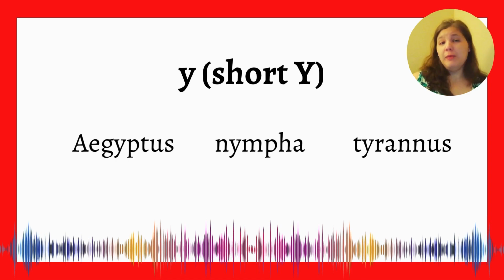Short Y is pronounced pretty much exactly the same as long Y, but it's just a little shorter. So we have Aegyptus, Nympha, and Tyrannus. And those are our classical Latin vowels.